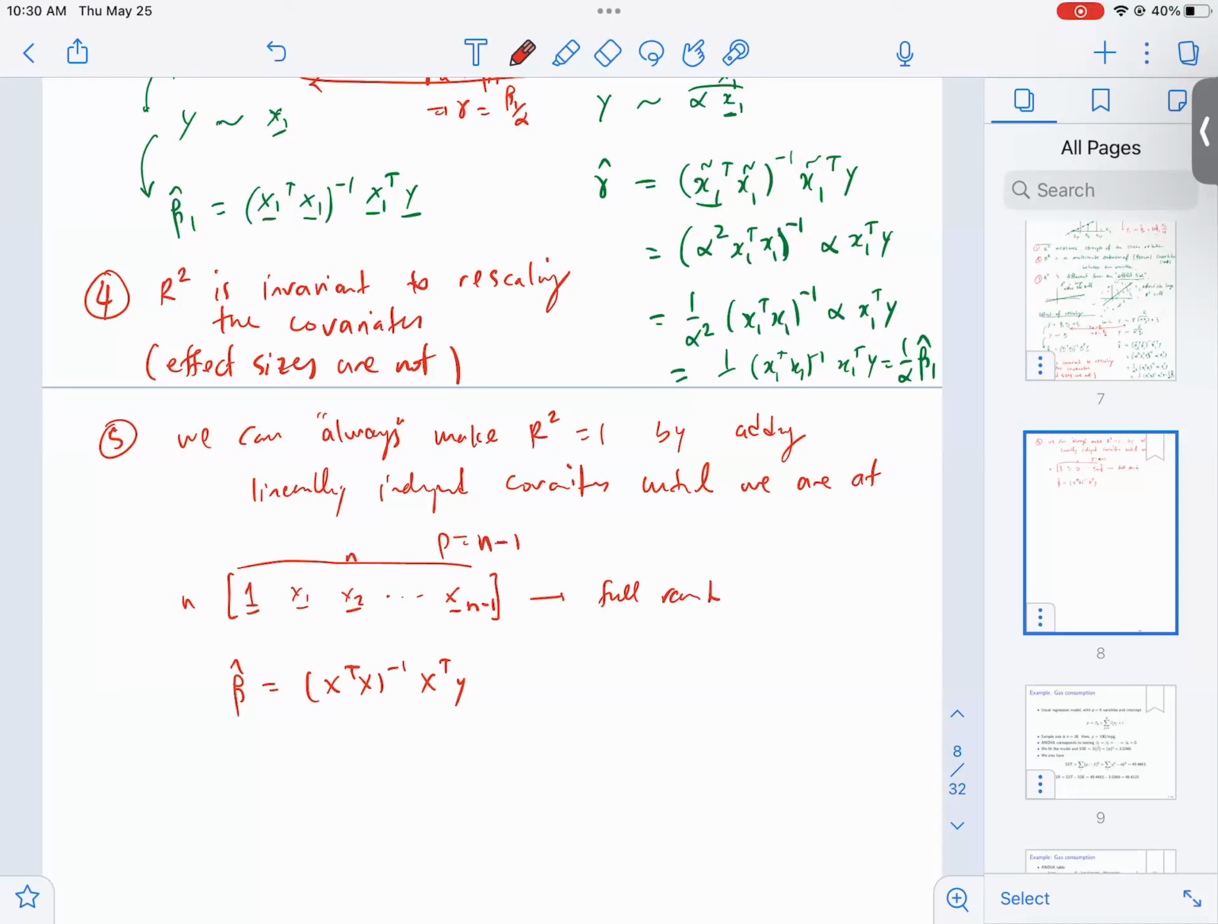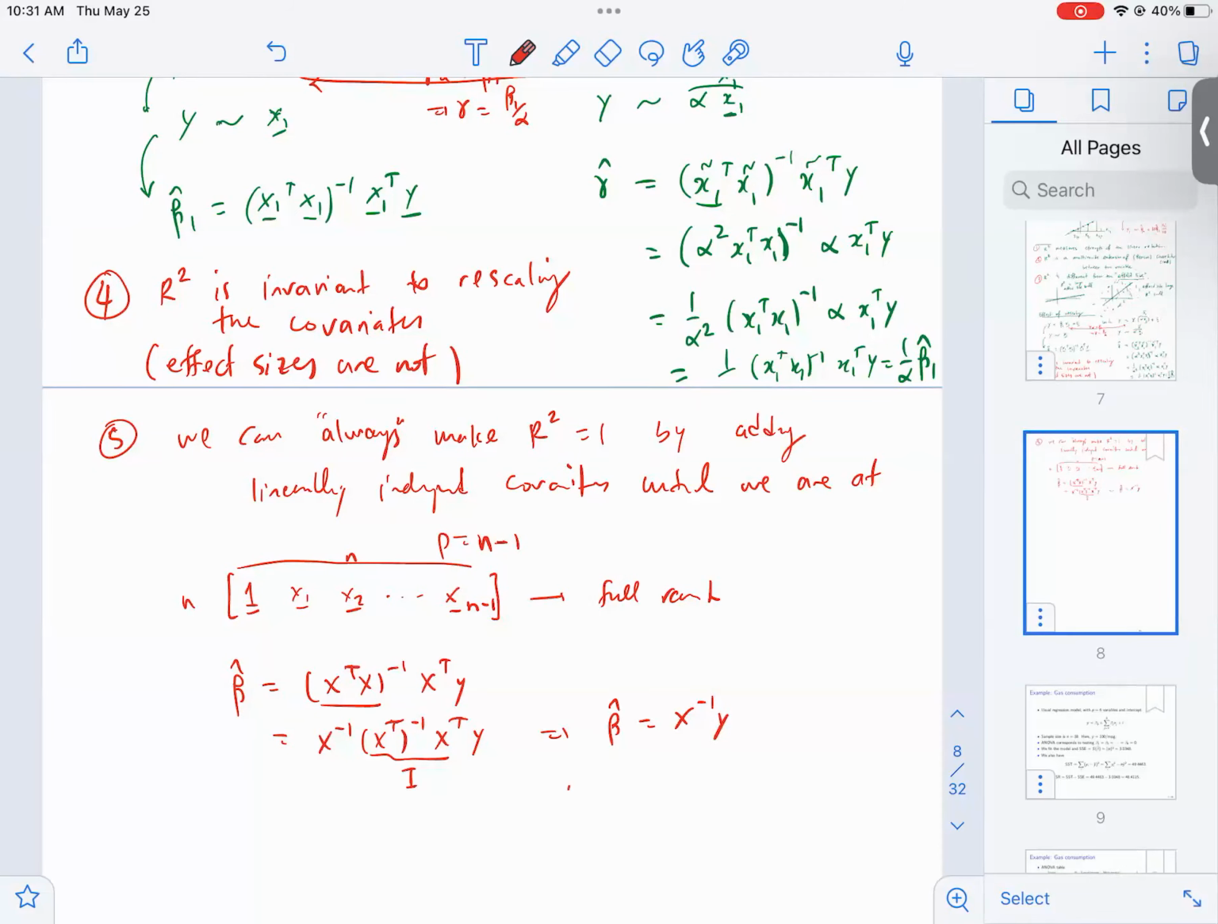Because x is n by n, and because it's full rank, it's invertible. So this I can actually break down. In general, you can't break this down because these are rectangular matrices. But at this point, I can just break it down. Inverses are like transpose. So I get x inverse times x transpose inverse times x transpose y, and these would cancel out. So this would be identity, and beta hat would be like x inverse y.